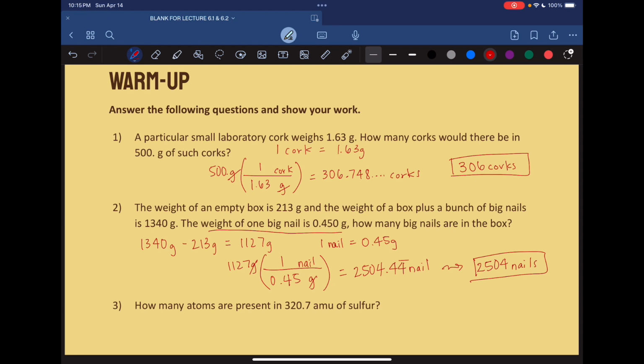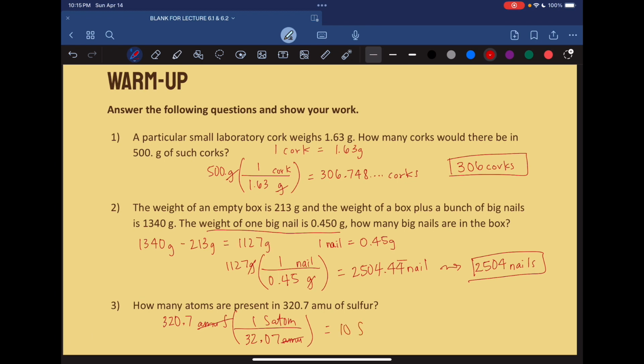Looking at this bottom problem, how many atoms are present in 320.7 AMU of sulfur? We're going to have to whip out the periodic table. We're going to see 320.7 AMU S for sulfur. Looking at the periodic table, we can see that one atom of sulfur is 32.07 AMU. So I can put one S atom at the top. My AMUs will cancel, leaving me with atoms. So in the calculator, I do 320.7, parentheses, 1 divided by 32.07, and that equals 10 S atoms.